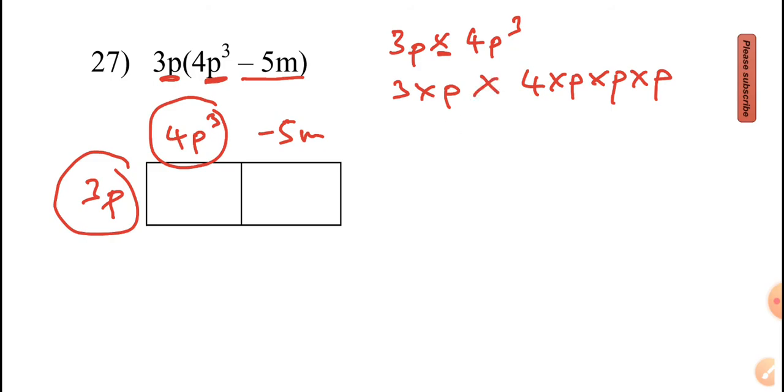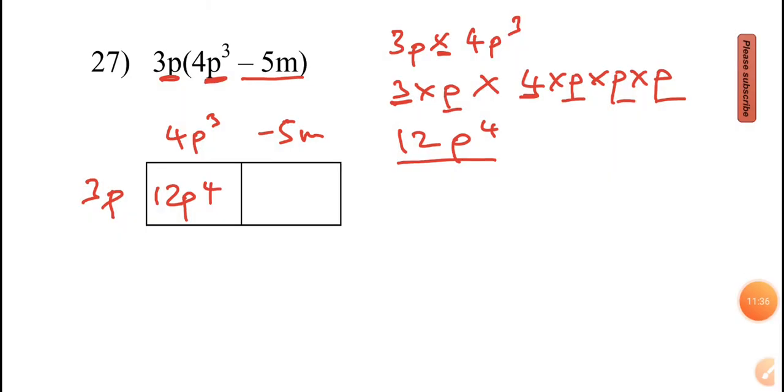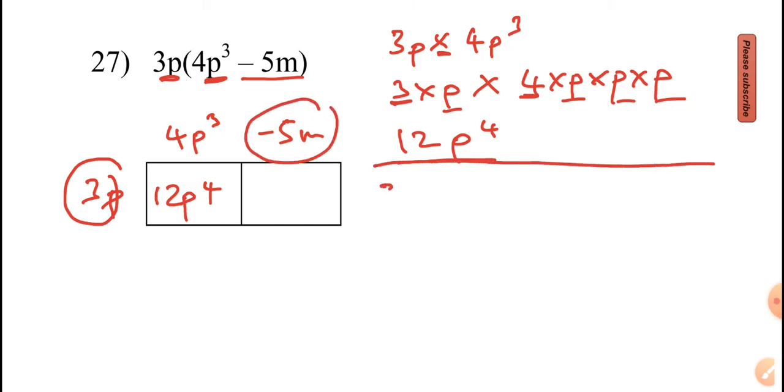As they all multiply each other, I can multiply in any order, so I can do 3 times 4 is 12, and then p times p times p times p is just p to the power of 4. So this I can just copy down here now, 12p to the power of 4. Now we just have to do 3p times minus 5m, so 3p times minus 5m.